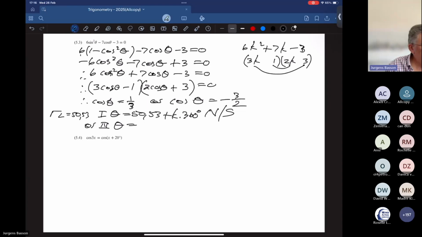I'm not sure. I think I've made a mistake here somewhere. Did I? Cos is positive in the first. Yes. No, that is correct. And then in the fourth, that will be 360 minus that 70,53.